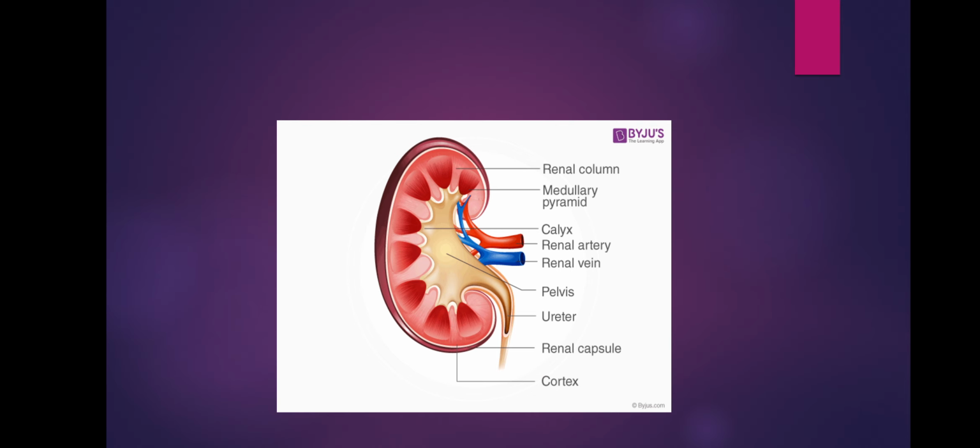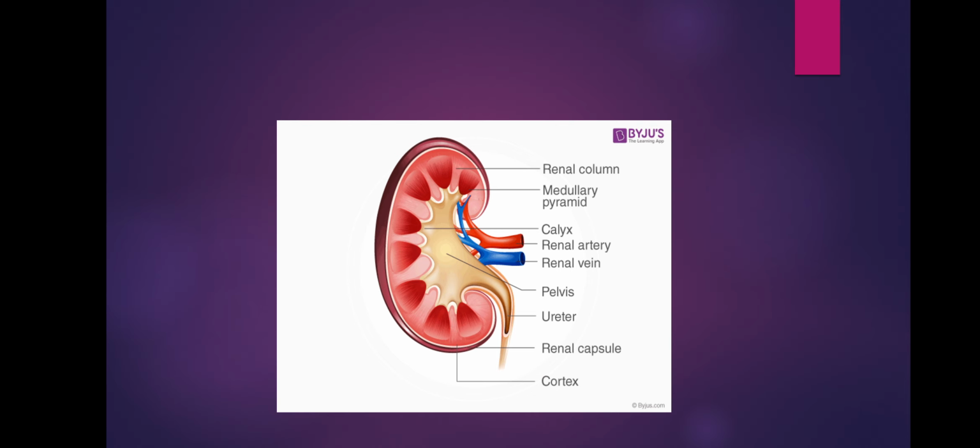Kidneys are bean shaped and positioned in a retroperitoneal position in the superior lumbar region. The right kidney is present slightly lower than the left. The mass of the adult kidney is about 150 grams, and it is 12 centimeters long, 6 centimeters wide and 3 centimeters thick.